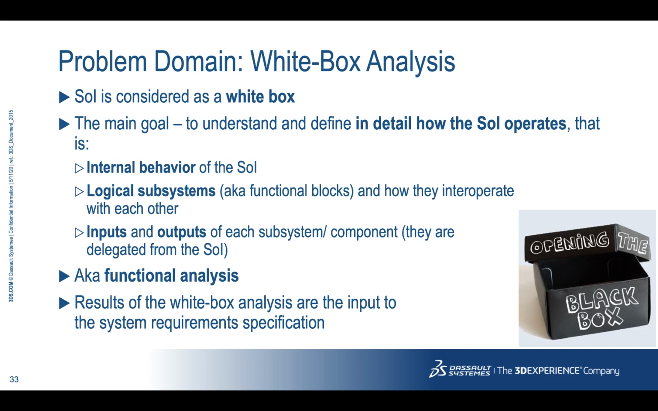Then we go into white box analysis, and this is where we open the black box, this mysterious box, to see what is inside and to start talking about the internal behavior of the system of interest. Start talking about the logical subsystems. So really we define functional architecture, we define logical architecture, and we define the interfaces between the subsystems of the system of interest. And of course, we go and refine measurements of effectiveness. So we assign different measurements of effectiveness or measurements of performance to the subsystems of the system.